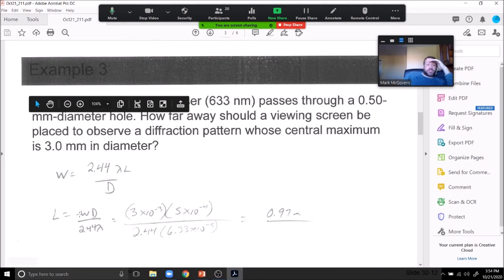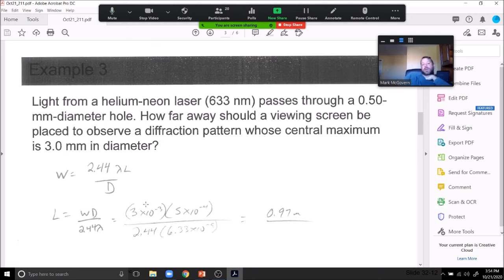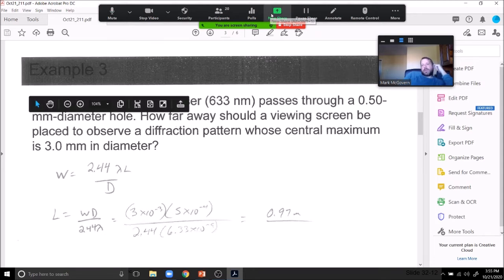All right, so we're going to solve for our L here. That's how far away the screen needs to be. The W is 3 millimeters, so I put that in meters. I got my aperture. That would be the value for capital D. And the lambda is what that wavelength is, and we get basically a meter. 0.97 meters would be the more exact value. Well, if it was 1 meter, it'd be a little off from 3 millimeters, but that's it.